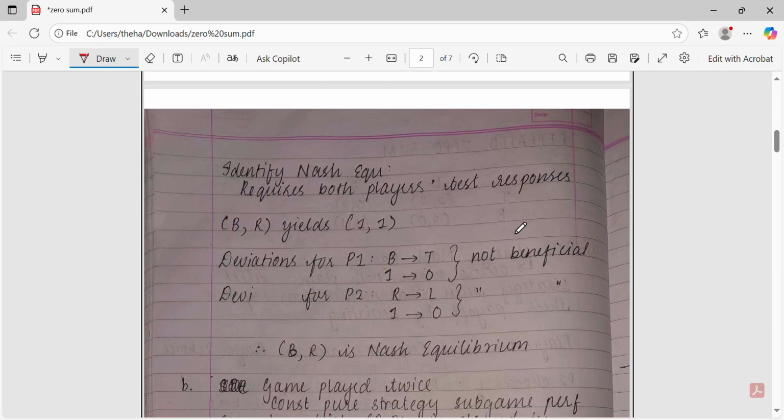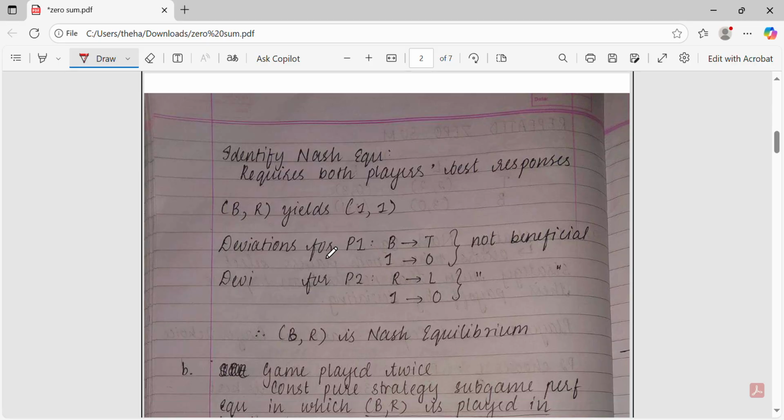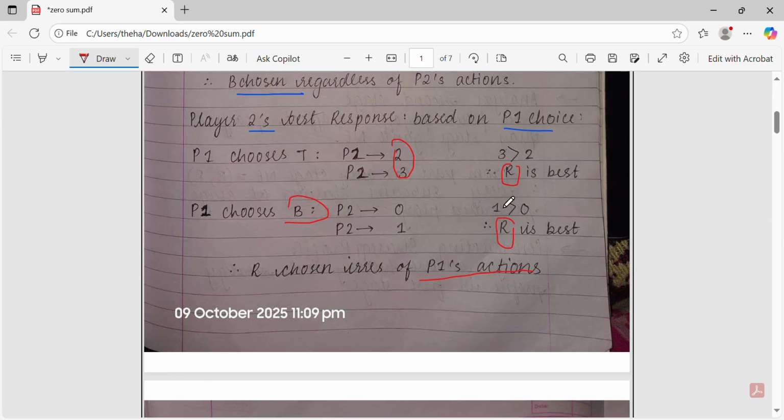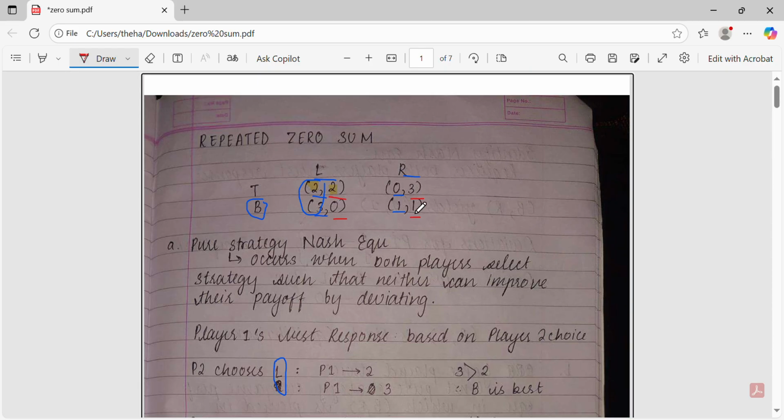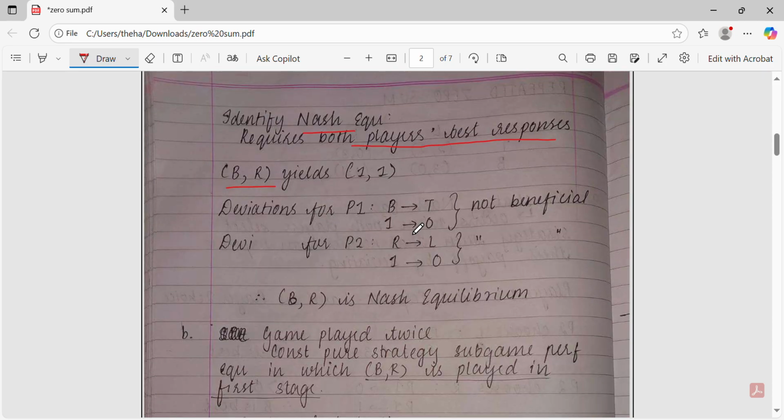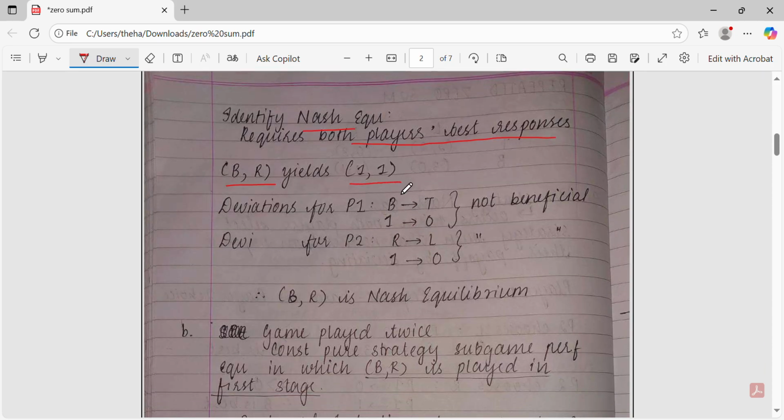Now, keeping these best case scenarios in mind, we have to choose a Nash equilibrium. So basically, it requires both players' best responses. Now, what are best case responses? B and R. So when we take B and R and we look in the table, B and R gives 1 comma 1. So the Nash equilibrium we have is 1 comma 1.